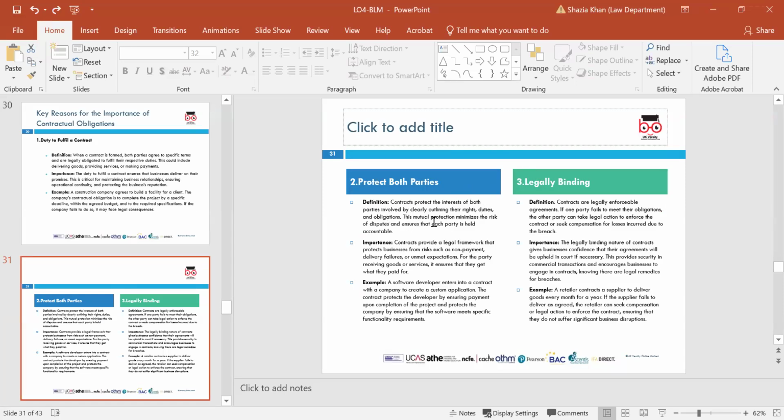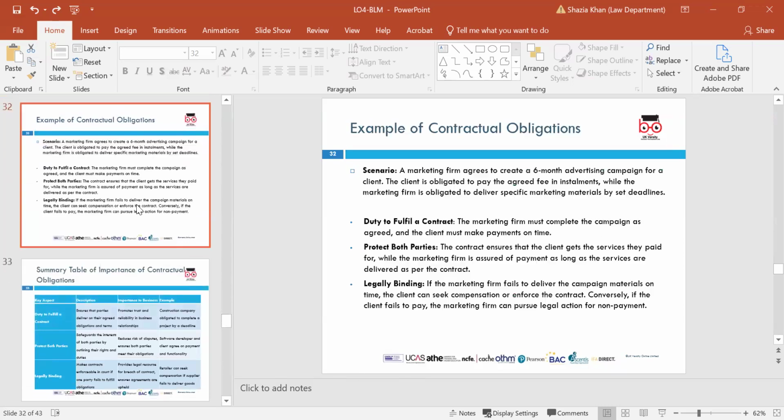Contracts protect the interests of both parties involved by clearly outlining their rights and their duties. It's important because it's a legal framework and it's legally binding and enforceable, and the legally binding nature ensures businesses follow the regulations. Example of contractual obligations. Scenario: a marketing firm agrees to create a 6-month advertising campaign for a client. The client is obligated to pay the agreed fee in installments, while the marketing firm is obligated to deliver specific marketing materials by set deadlines.